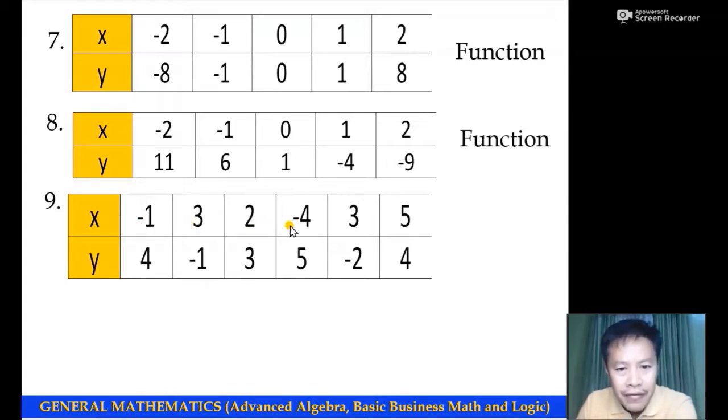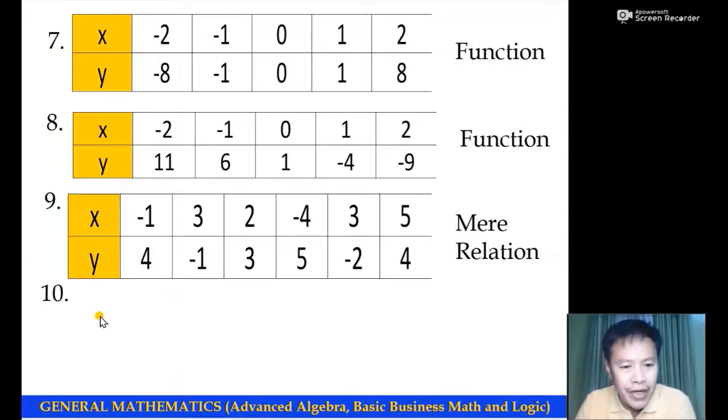Number 9, the values of x: negative 1, 3, 2, negative 4, 3. Now take note, 3 has two different images. Therefore, this is a mere relation, because no two ordered pairs should have the same first element. It is no longer a function and it is a mere relation. Because when you say function, it is a relation in which no two ordered pairs have the same first element.